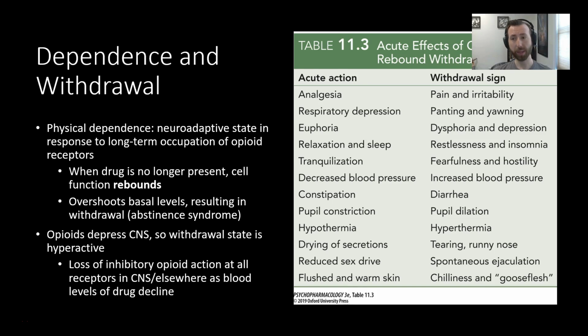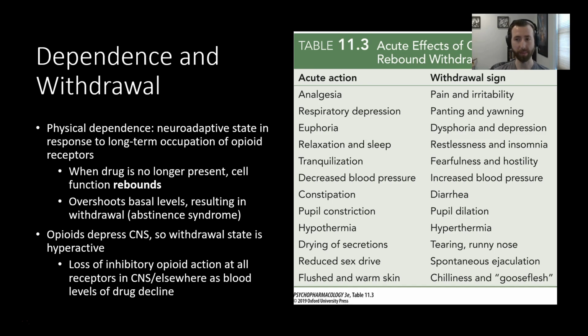So speaking about these withdrawal symptoms specifically, there's a wide array, as you can see on the graph there on the right, that are sort of opposite compensation reactions for the acute action. For example, opiates are well known for their analgesic properties, their ability to reduce pain perception, and a withdrawal sign is pain and irritability. Likewise, these produce euphoria, but withdrawal can produce dysphoria and depression. You're going to see a pattern that a lot of the withdrawal symptoms are sort of like the opposite of the acute effects.